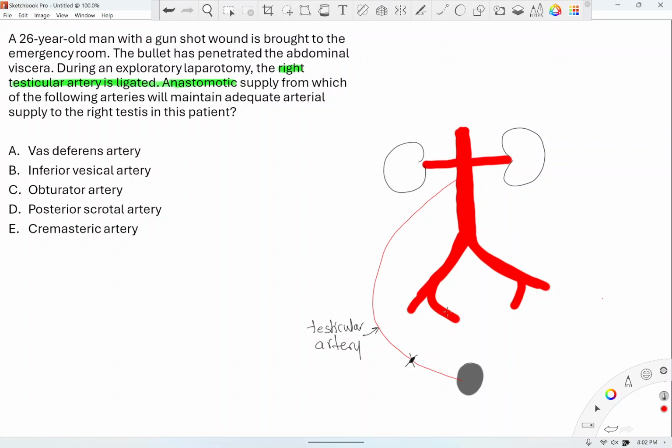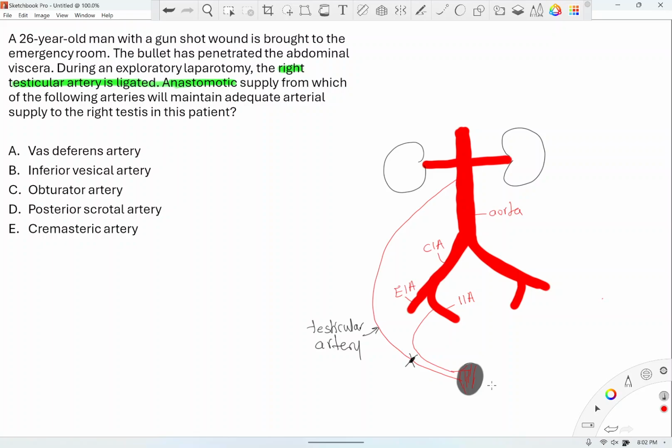that is of the internal iliac, sorry, the anterior iliac, so internal iliac. So this is aorta, and this is common iliac artery, and this is external iliac artery, and this one will be internal iliac artery. So a branch of the internal iliac artery also comes through the vas deferens, and this artery is called the vas deferens artery, and it anastomoses with the testicular artery, and it supplies the testes.